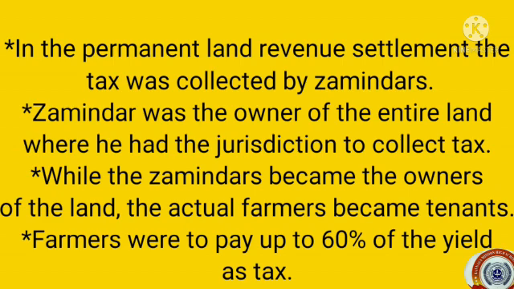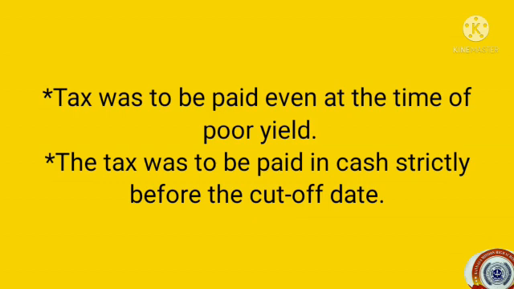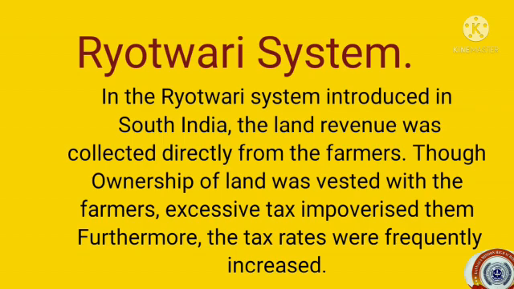Farmers were to pay up to 60% of the yield as tax. Tax was to be paid even at the time of poor yield. The tax was to be paid in cash strictly before the cut-off date.